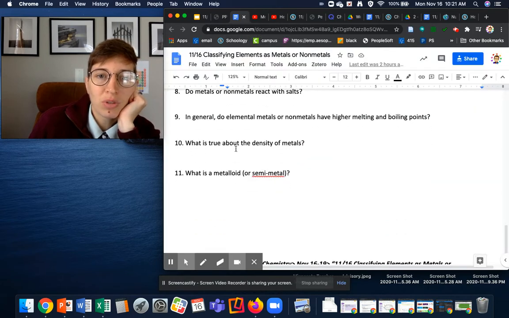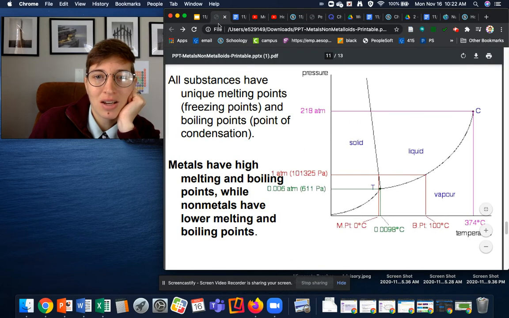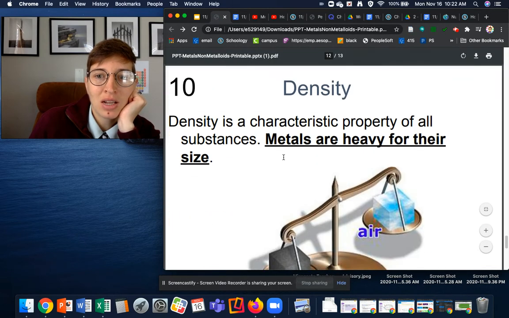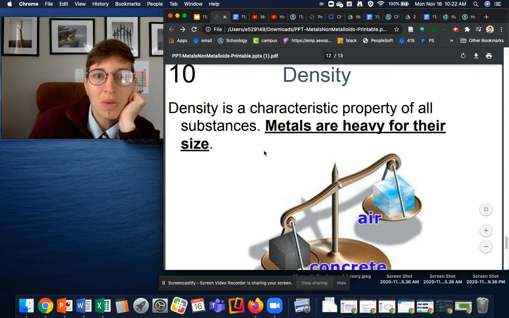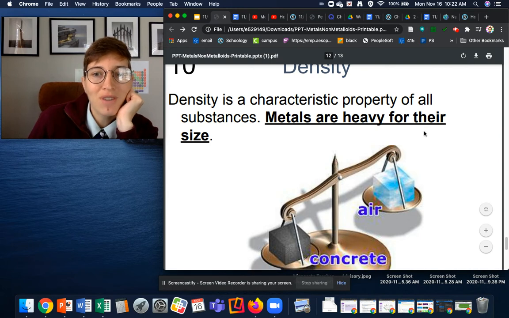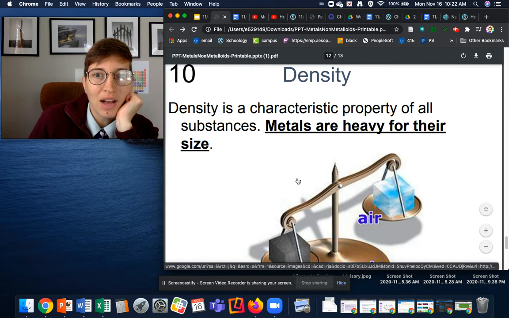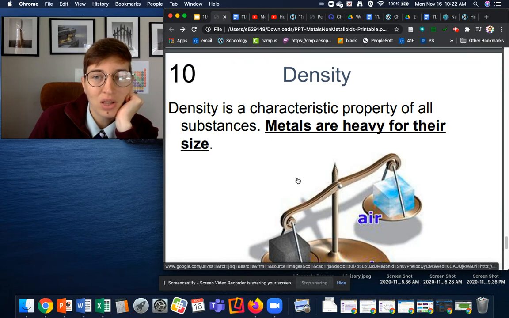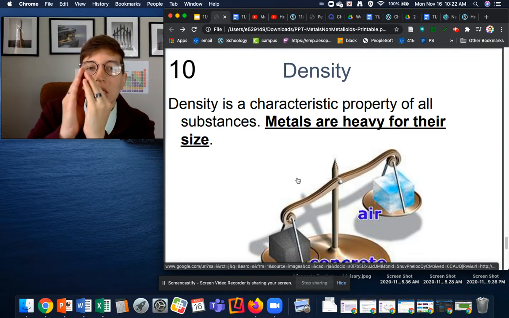What is true, number 10, what is true about the density of metals? Now remember, density is how closely packed things are, how much mass per amount of space they take up. So metals are heavy for their size. So metals are dense, they have a high density, right? Their molecules are packed really closely together.